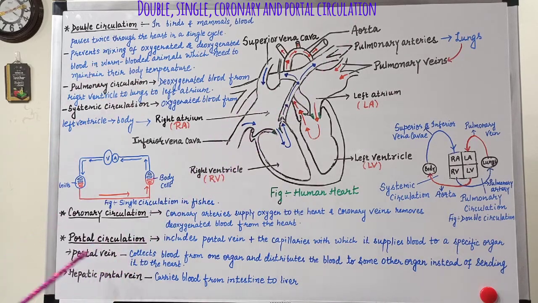So, first let us understand about portal vein. Portal vein means it collects blood from one organ and distributes the blood to some other organ instead of sending it to the heart. And we have a hepatic portal vein. This vein carries the blood from intestine to liver before supplying it to the heart. So, let us study about this hepatic portal circulation.